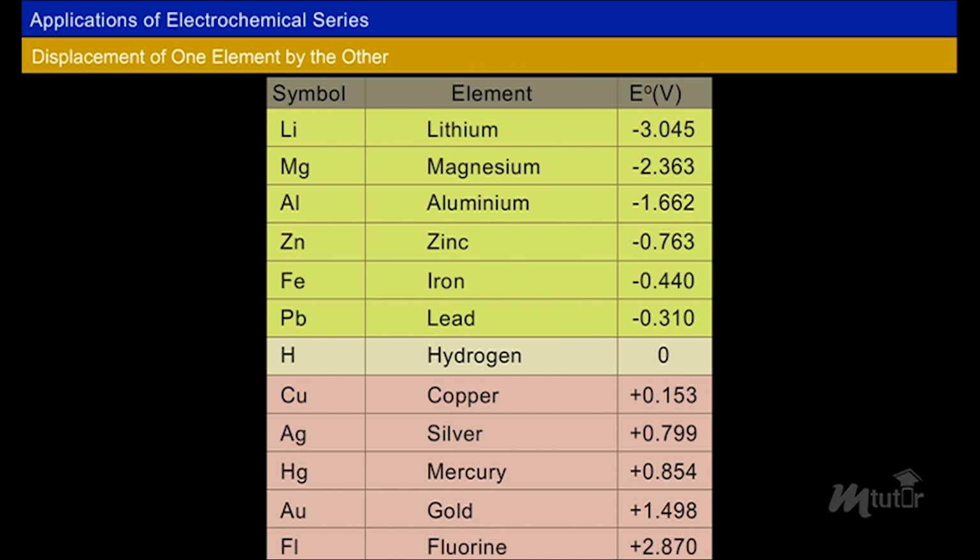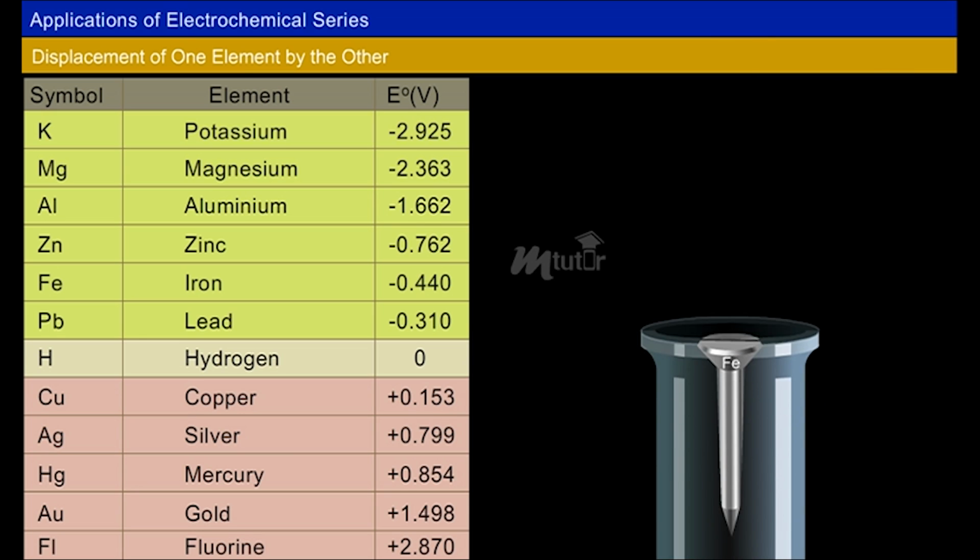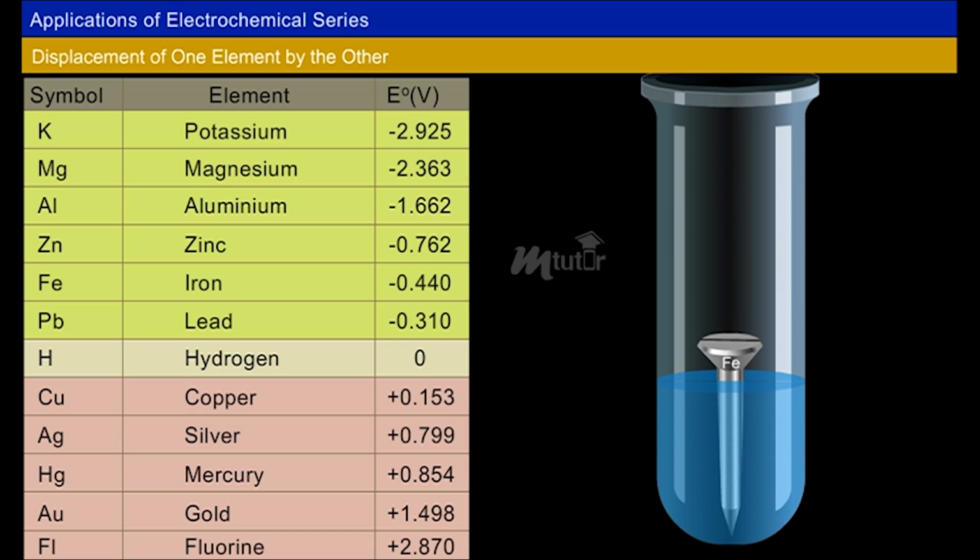Displacement of one element by the other. Metals which lie higher in the EMF series can displace those elements which lie below in the series. Let's consider what happens when iron is placed in a solution of copper sulfate. Iron is higher in the electrochemical series, so it gives away its electrons to less reactive copper ions in the solution.